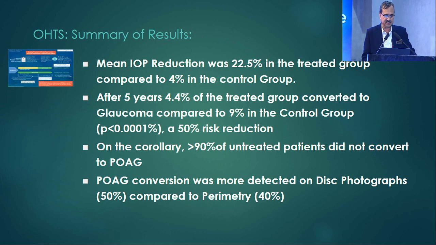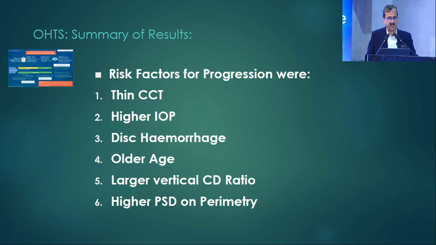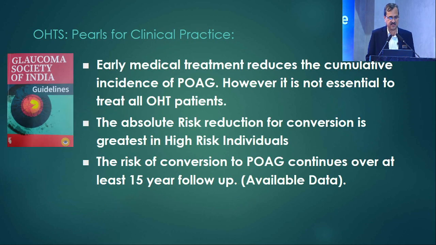POAG conversion was more often detected on disc photographs, about 50%, compared to perimetry, in about 40% of the cases. The risk factors for progression were thin CCT, so the value of IOP should be corrected with the central corneal thickness, a higher IOP, and a disc hemorrhage, where you need to suspect some structural defect. In older age people, the chances of conversion are probably more. Other factors were a larger vertical cup disc ratio and higher PSD on perimetry. These were the risk factors that were considered.